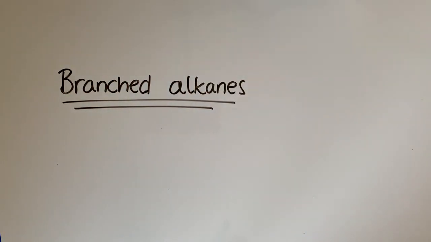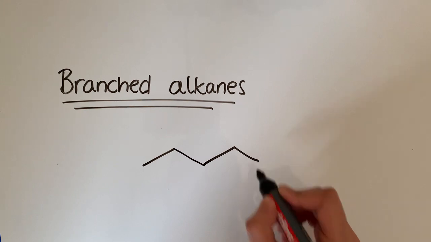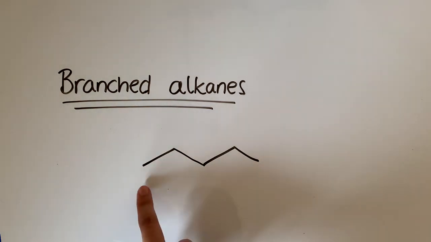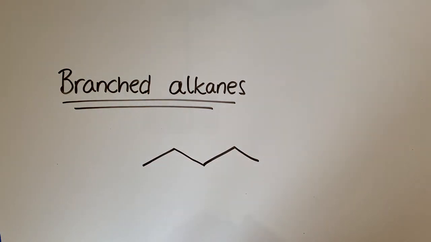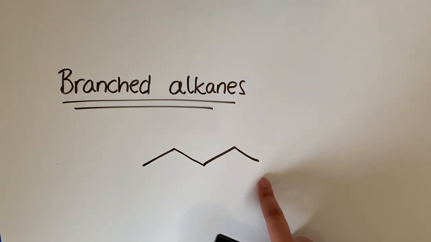Right, we're now going to have a look at how we can name something called branched alkanes. So first things first, what do we mean by a branched alkane? I'm just going to do this in the skeletal form. For example, if I just have carbon atoms going in a straight chain, this is called an unbranched alkane. It's just a carbon bonded directly to a carbon and to each other in a straight chain. So this is an unbranched alkane.